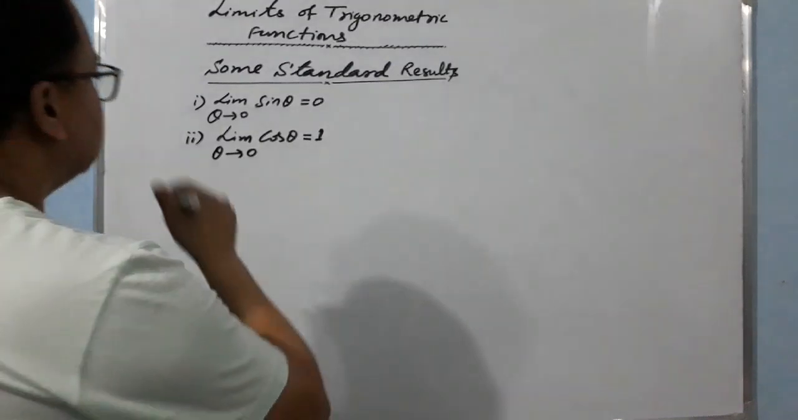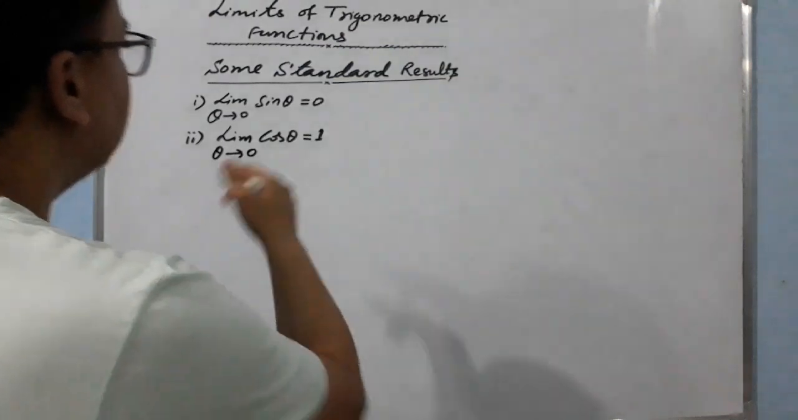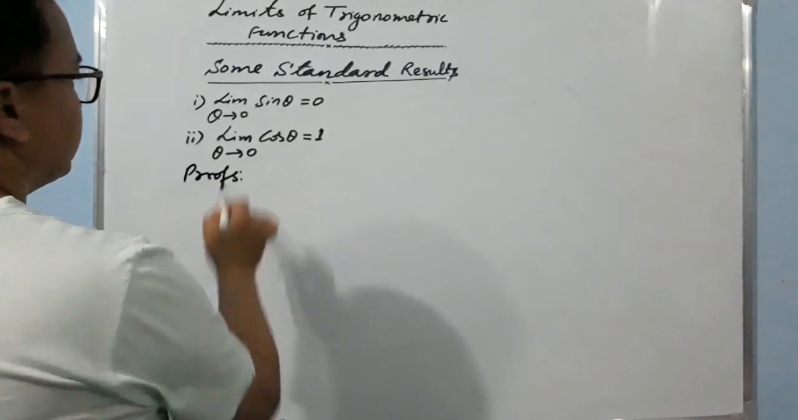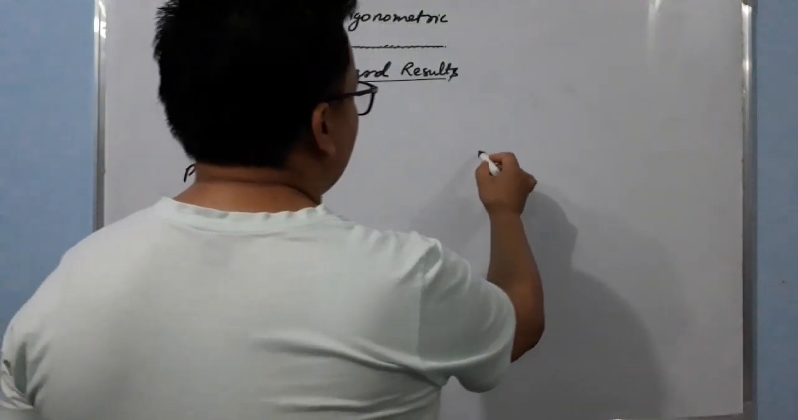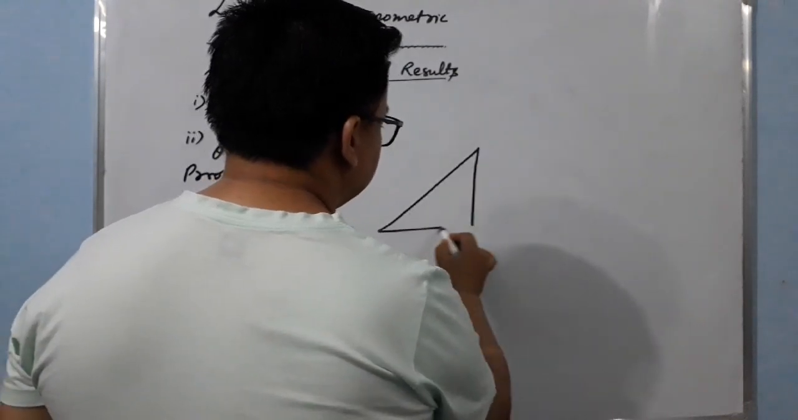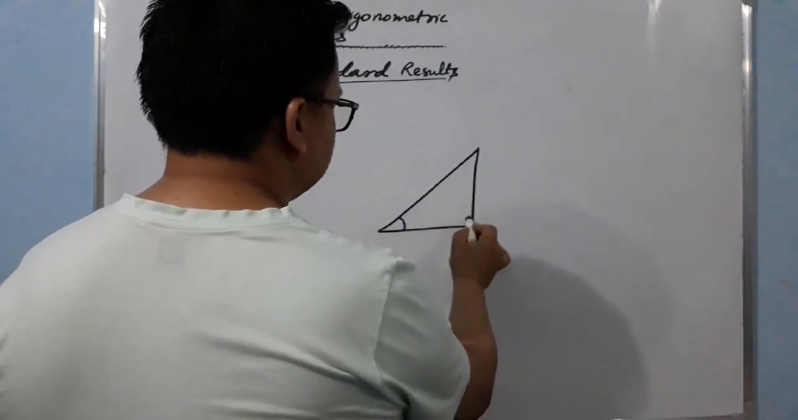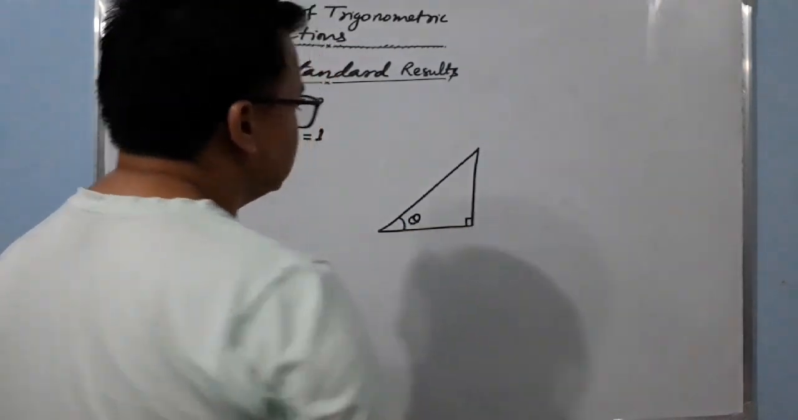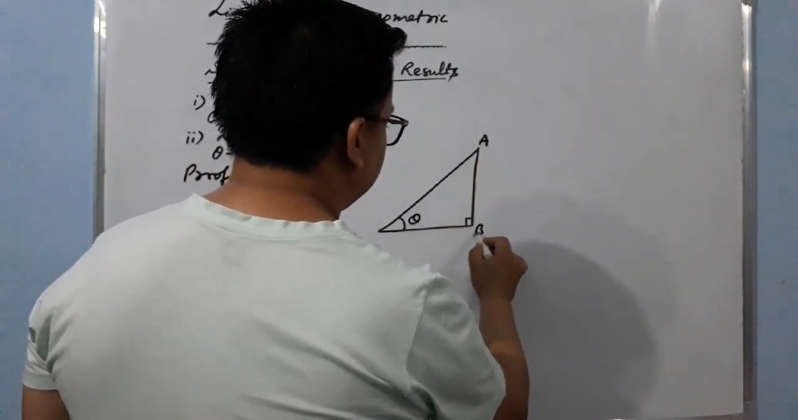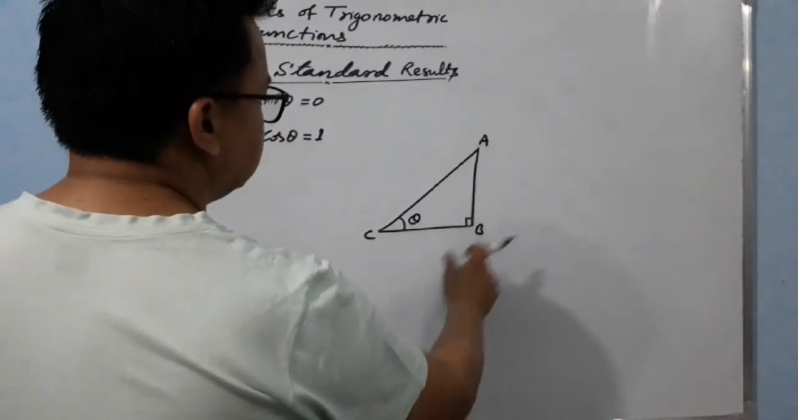Let's prove. Geometrically, we will take the help of a triangle to prove these results. Proofs. Let me take a right angle triangle. Here is 90 degree, and this one, let's take as the reference angle theta. This is ABC, and this is a right angle triangle.